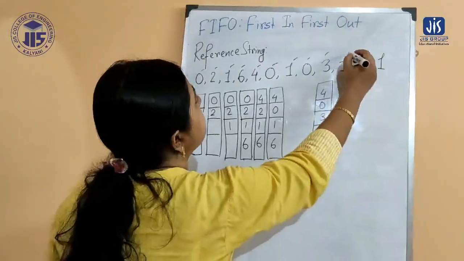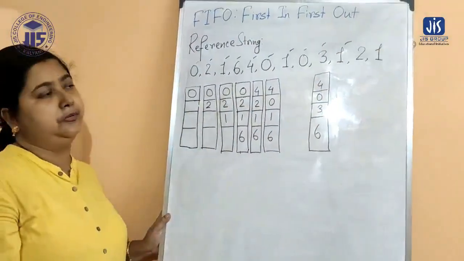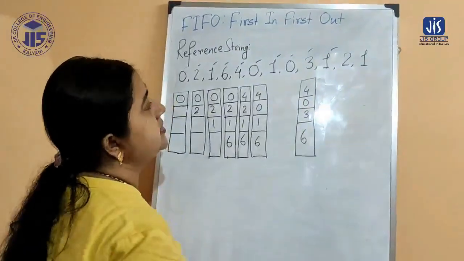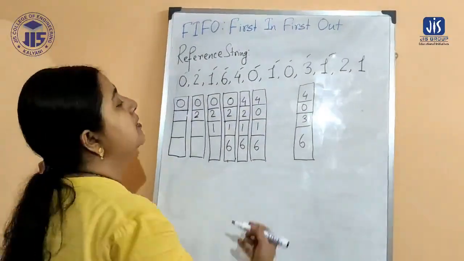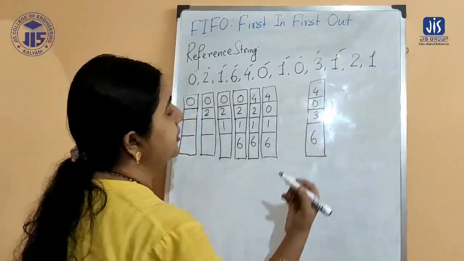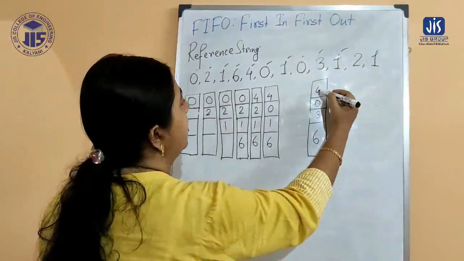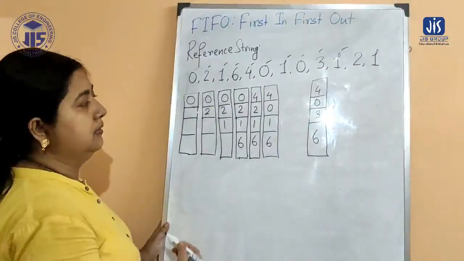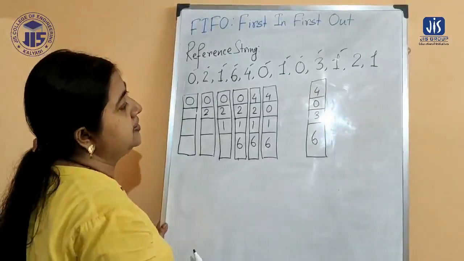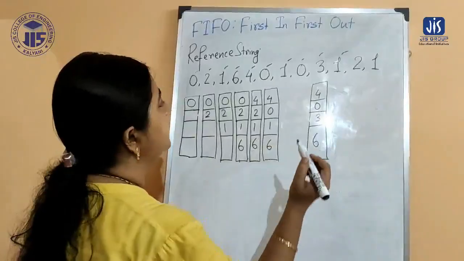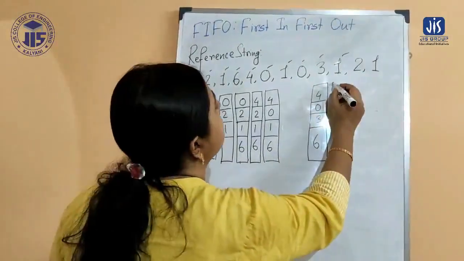Now the next reference is 1. Obviously 1 is not here because we have just replaced 1. So in which frame is 1 going to be loaded? Among 4, 0, 3, 6, which is the oldest one? You can see 6 is the oldest one.